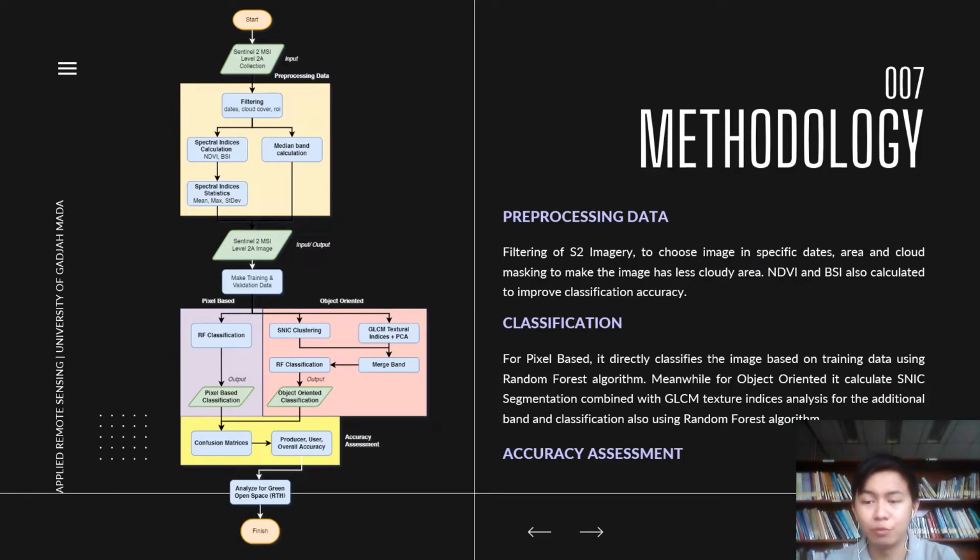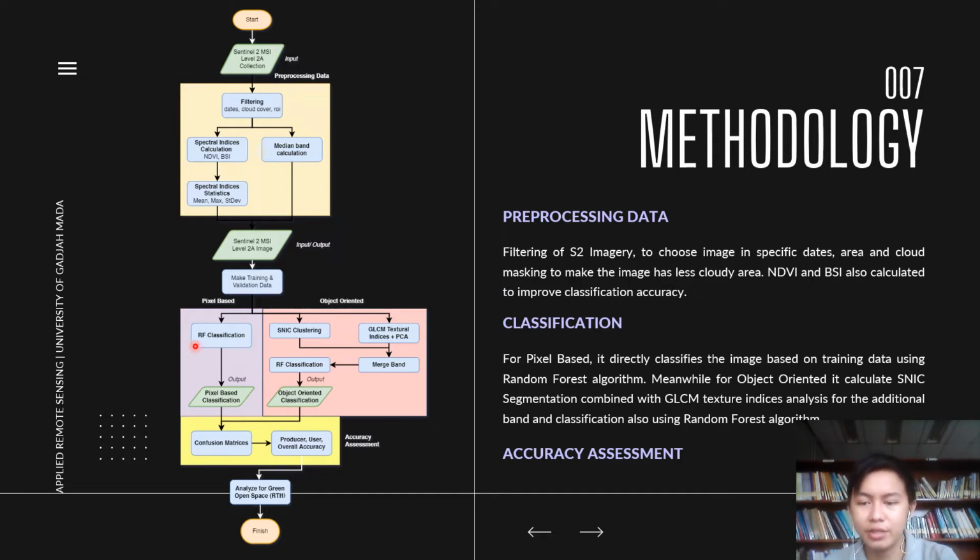For the next section, we will present to you the methodology we use in this research and the step-by-step processing of the data. As we can see on the screen is a flow chart of what we do to process the data. In general, there are three main steps: pre-processing the data, classification, and accuracy assessment.